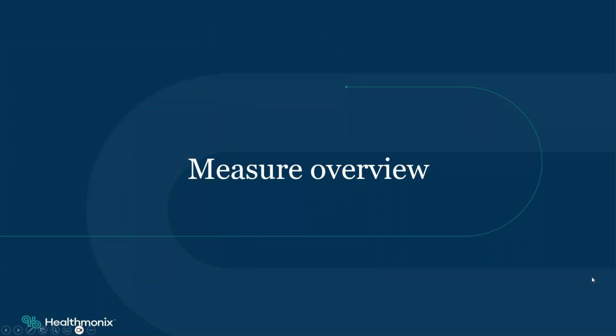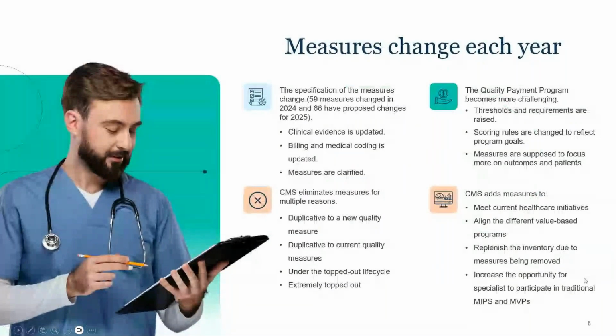So when it comes to the measure overview, I am going to throw this over to Josh Hall. Sure. So, as we know, every year measures change. There are so many reasons why a measure might change year to year. More often than not, it's simply because clinical evidence is updated or billing and medical coding is updated. So, year to year, different codes might come in or out, codes might get retired, so they naturally need to update the measures accordingly. Usually, measures are pretty consistent year to year, but occasionally they do need to change some essential parts within a measure. Rather than getting rid of the measure, they might just update the clinical evidence as needed.